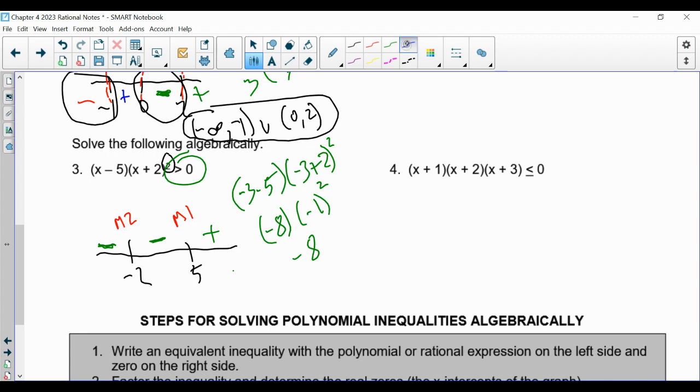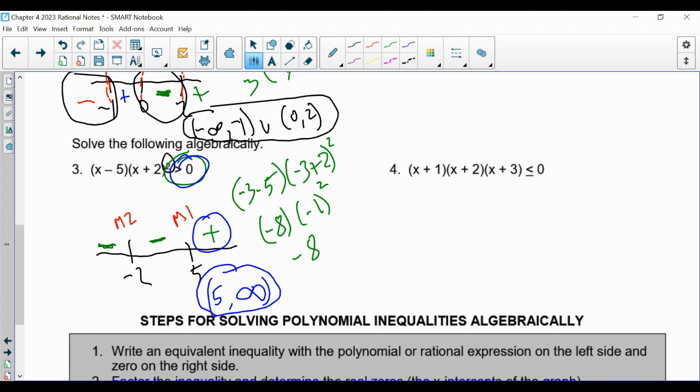Greater than 0 means the positive. So there's only one positive here, so that would mean 5 to infinity. Oh, my stylus really doesn't want to write right now. There we go. And again, exclusive because it's greater than and it's not greater than or equal to. And that's your answer.